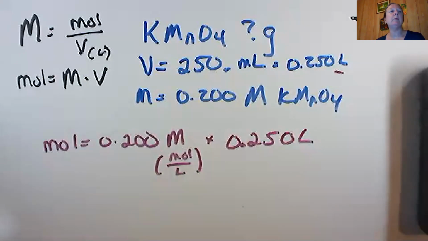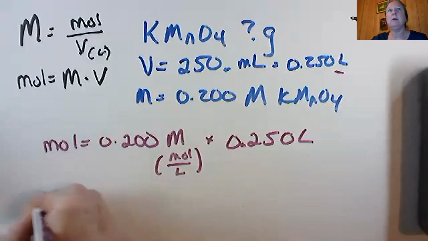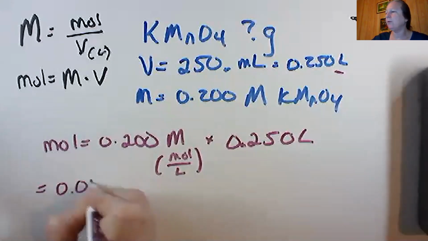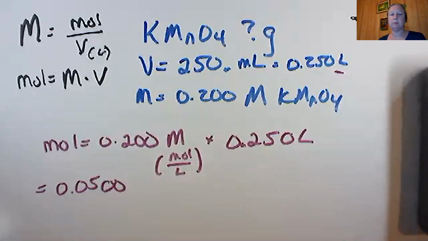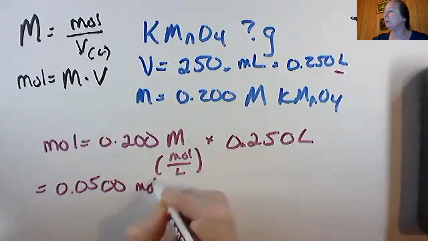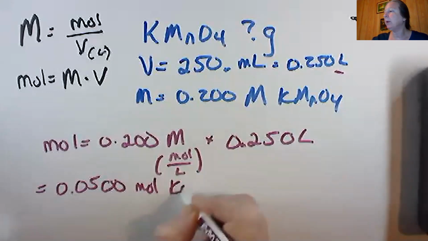And let me do the math because the slide does it in one step and I'm doing it in two. 0.2 times 0.25. I know I should be able to do this in my head, but I'm going to be lazy and use my calculator. Equals 0.05, but I have 3 sig figs, right? That's 1 sig fig. I have to add my zeros to make it 3. Moles potassium permanganate.